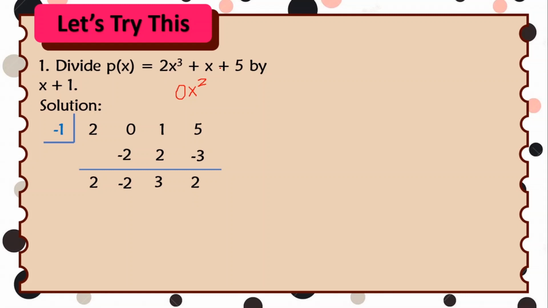So, from the coefficients in our third row, let's write our quotient. To write our quotient, just simply subtract 1 from the degree of our dividend. Since we have x cubed as the degree of our dividend, our quotient is of degree x squared. So, we have 2x squared minus 2x plus 3. And our remainder is 2. To write the result, quotient plus remainder over the divisor. So, we have plus 2 over x plus 1.